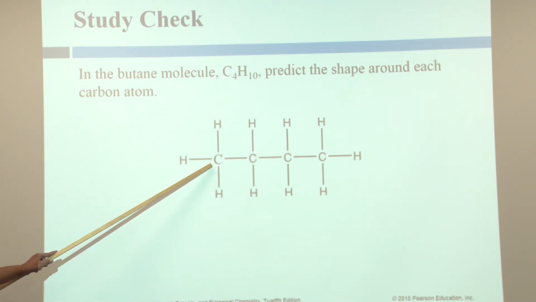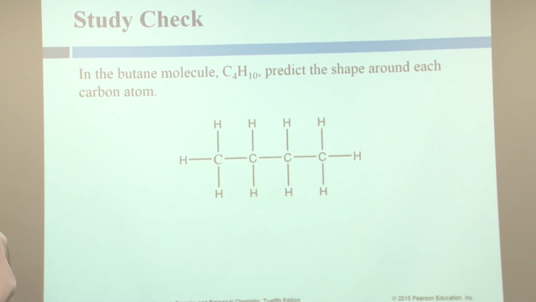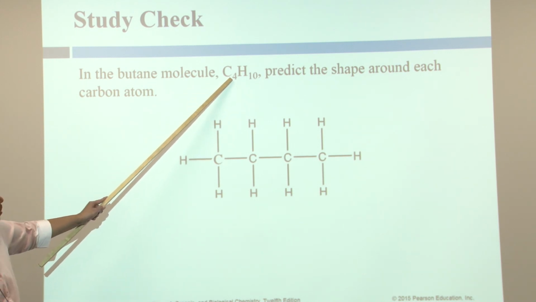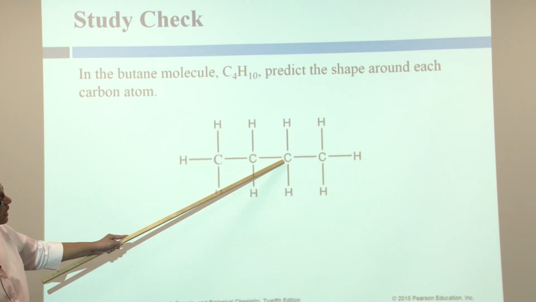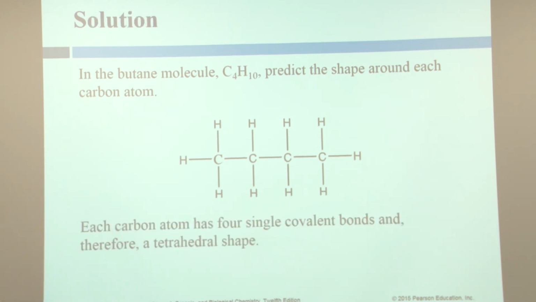So here, every carbon is a tetrahedron. You can see this in the ball and stick model. You will see the 3D structure. All the bonds have an angle of 109 degrees between each other. So in the butane molecule, C4H10, every carbon is tetrahedral. Each carbon atom has 4 single covalent bonds and therefore a tetrahedral shape. 4 single bonds around a central atom lead to a tetrahedral shape.